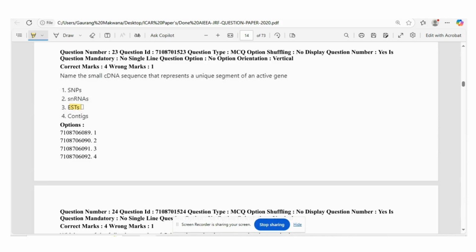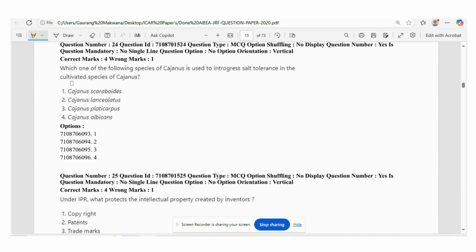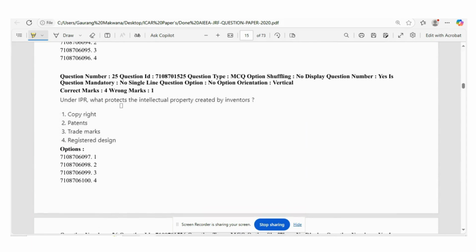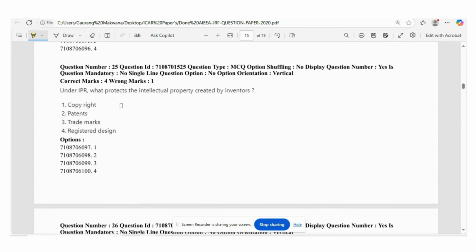Then, which one of the following species of Cajanus is used to introgress salt tolerance into the cultivated species of Cajanus? The answer is Cajanus scarabaeoides, a wild species of Cajanus used to increase salt tolerance in cultivated pigeon pea. Then, under IPR, what protects the intellectual property created by inventors? The answer is patent.